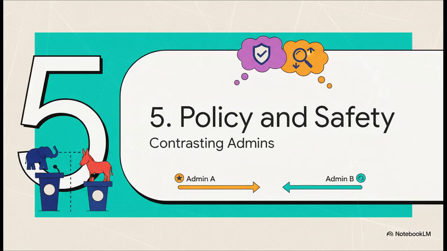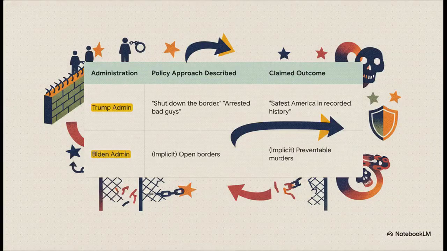So this all leads us to the grand finale, the closing argument. All the points we've talked about, the malicious intent, the weaponized government, the preventable crime, they're all pulled together now to make a direct comparison between two different presidential administrations. This table pretty much sums up the entire conclusion of this segment. On one side, you've got what's described as a really simple approach. Shut down the border, arrest bad guys. And the claimed result of that, the safest America in recorded history.